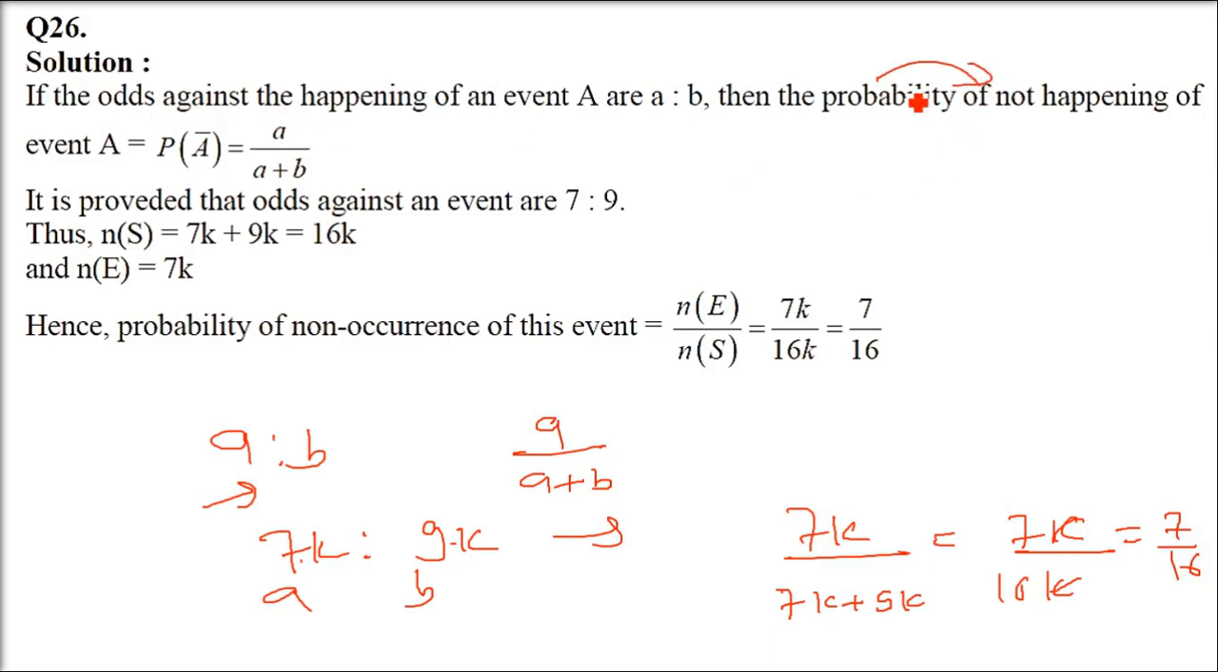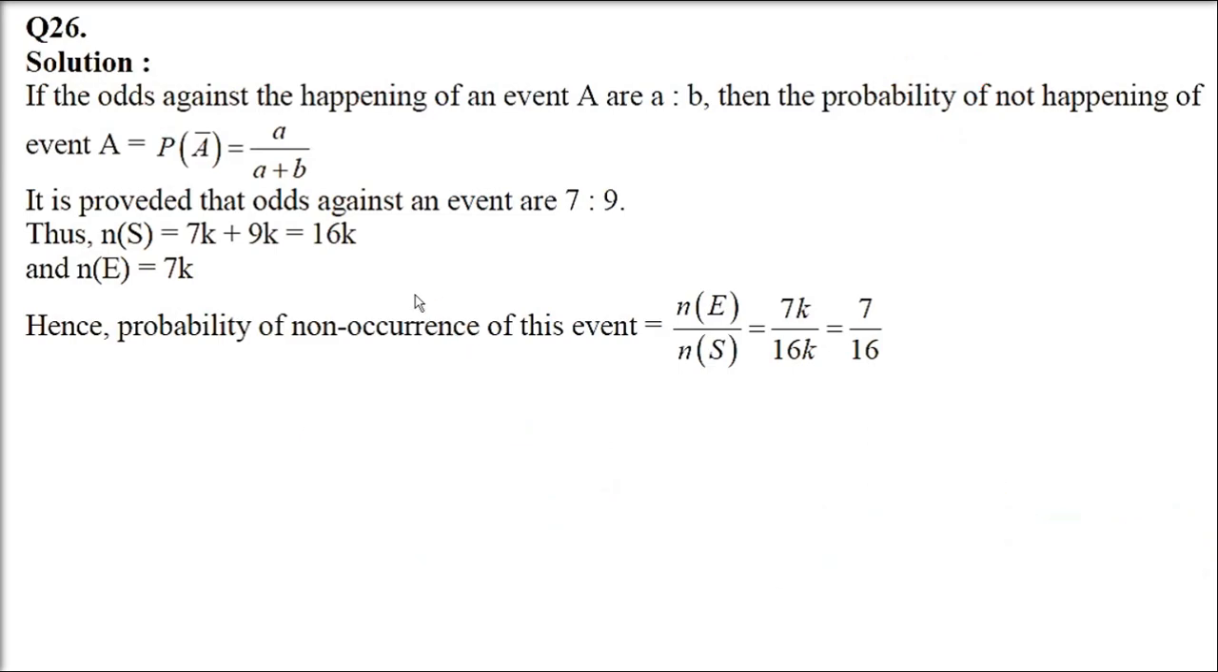I hope you got the idea. Odds against and not happening is the same as the previous question: odds in favor and happening.